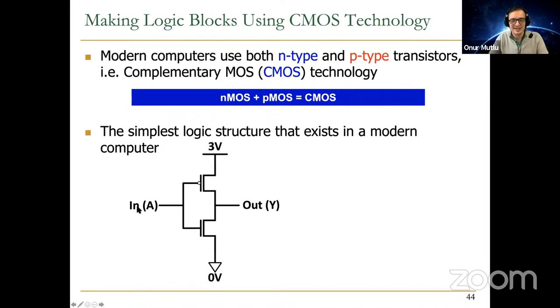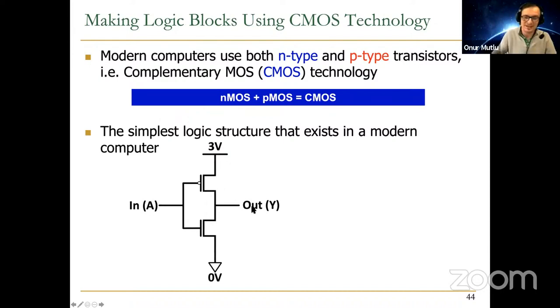As you can see, there's an input A, input signal, input voltage. And then there's a P-type transistor over here that's connected to a high voltage power supply, let's say. And its other end is connected to the output. And then there's an N-type transistor over here that's connected to 0 volts. Remember, N-type is good at conducting zero. P-type is good at conducting high voltage. That's why we use these things this way. And both of them are connected to the output over here, as you can see.